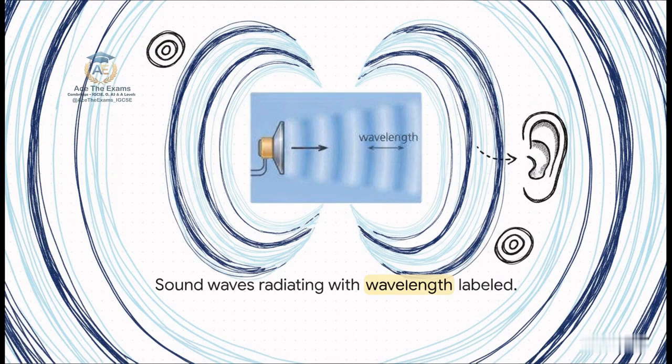Let's anchor this visually. Look at these wavefronts spreading out from a speaker. Those dark blue bands are areas where the air is actively compressed. The distance between one dark band and the exact next dark band is your wavelength. As these wavefronts travel outward, the number of them that hit your ear every single second is the frequency.